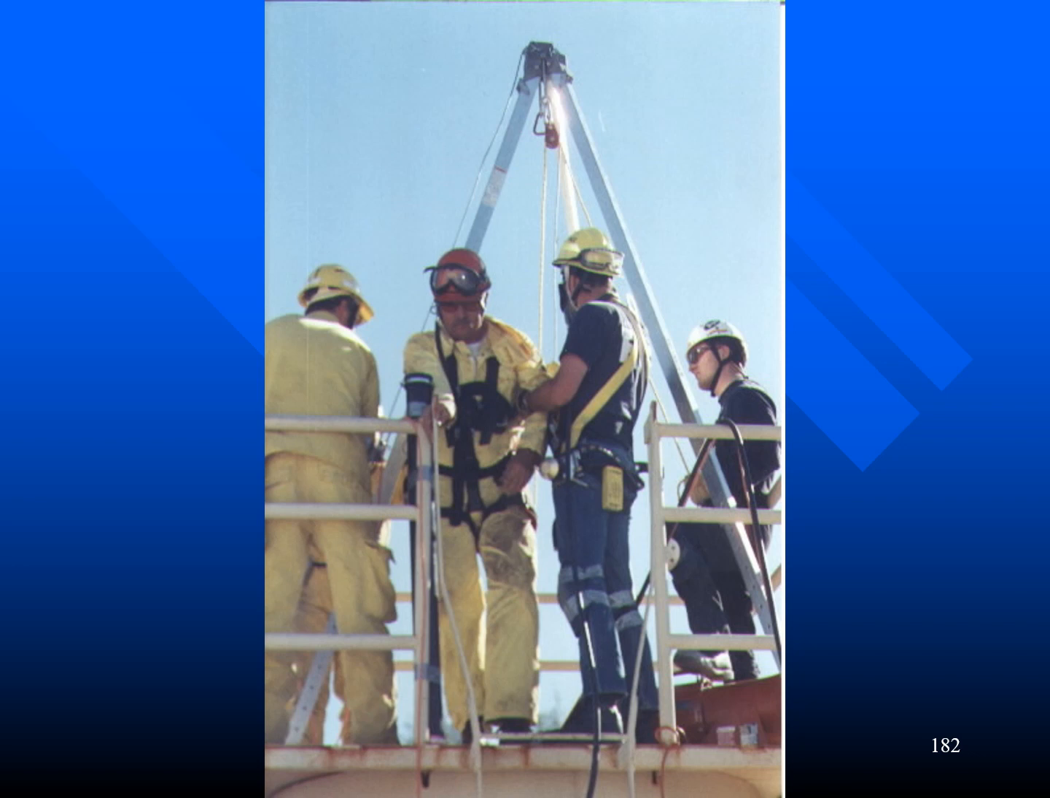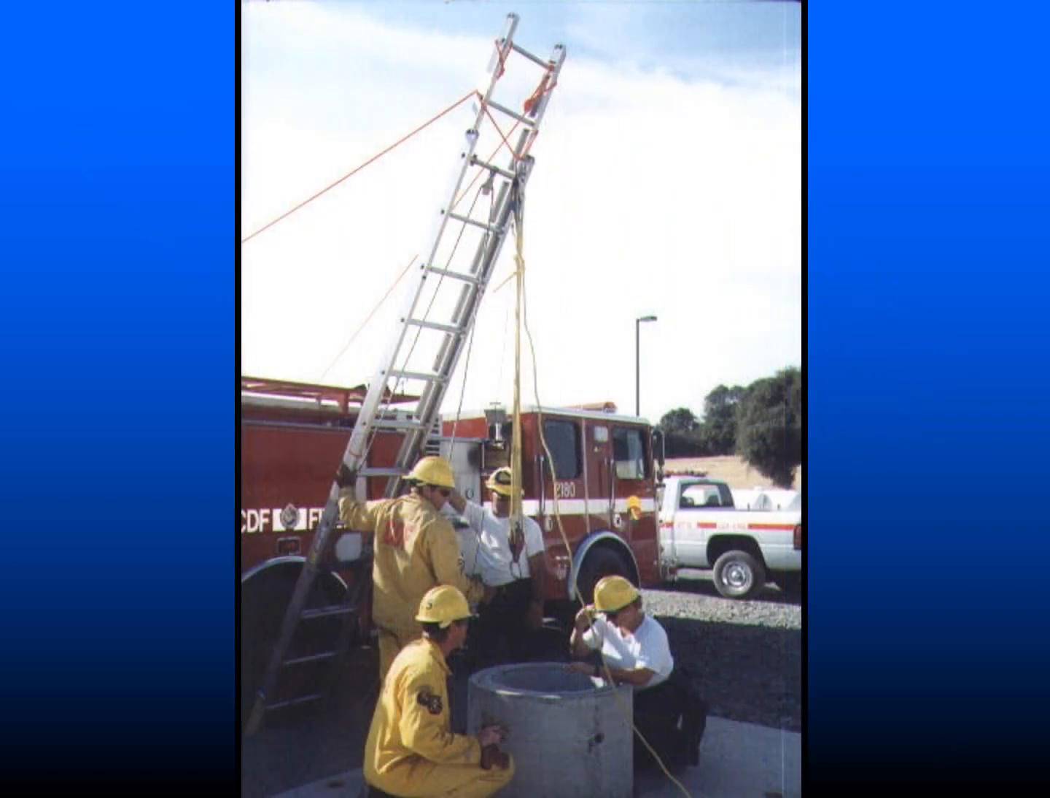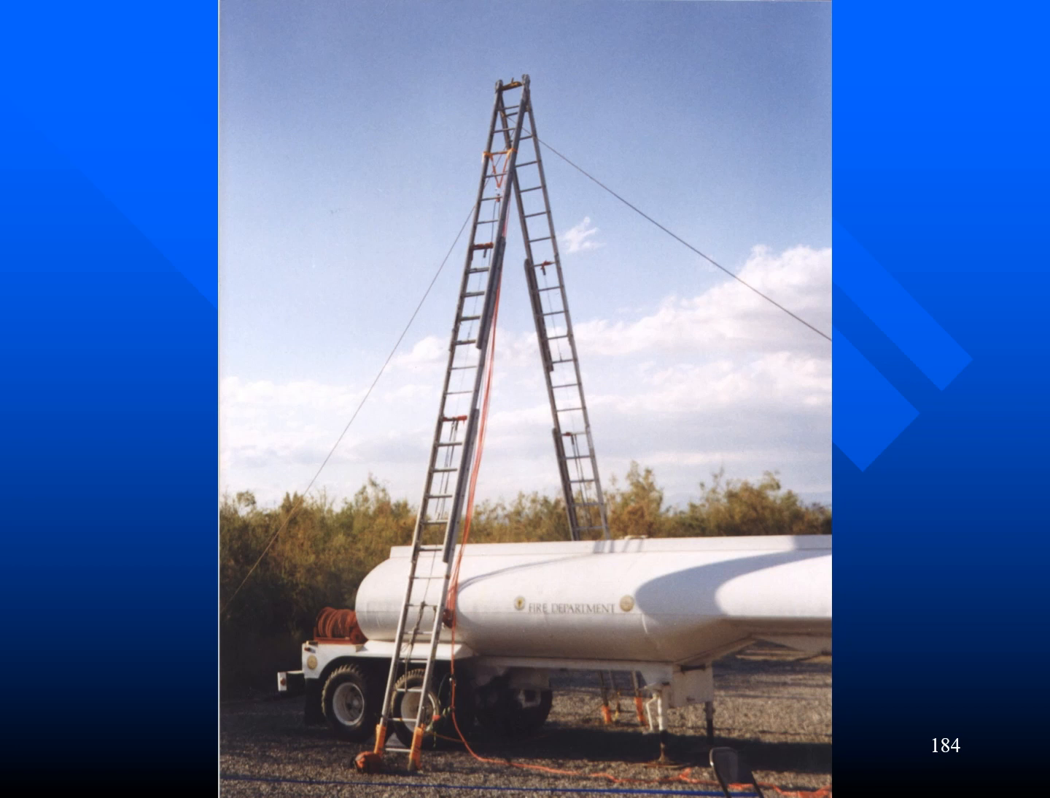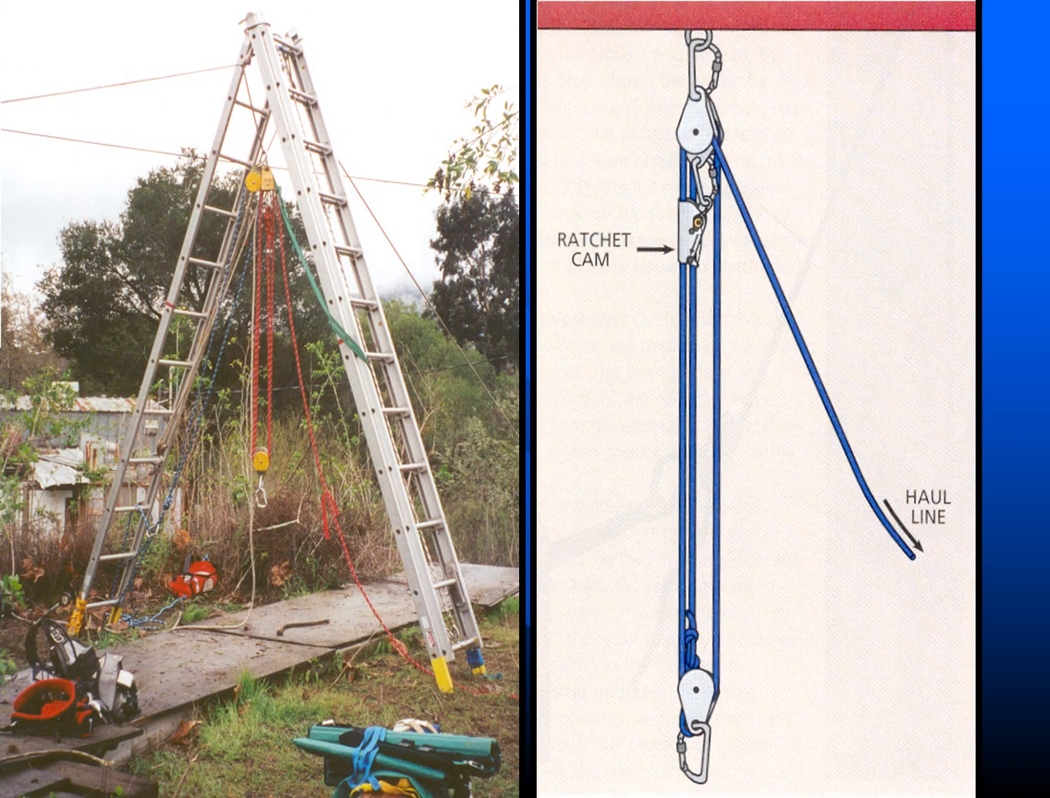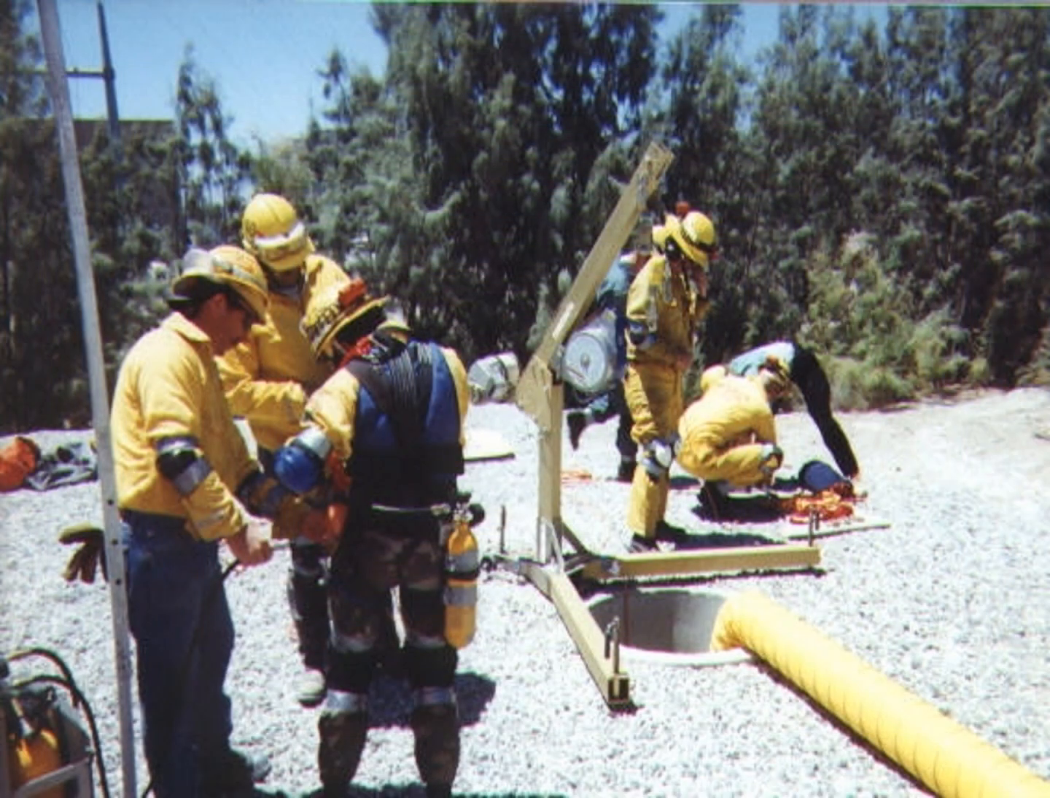Here's a tripod. Here's a ladder gin. Here's a ladder A-frame. Here's another example of a ladder A-frame using a ratchet cam with a haul line. And here's an example of a davit that's being used as a retrieval line.